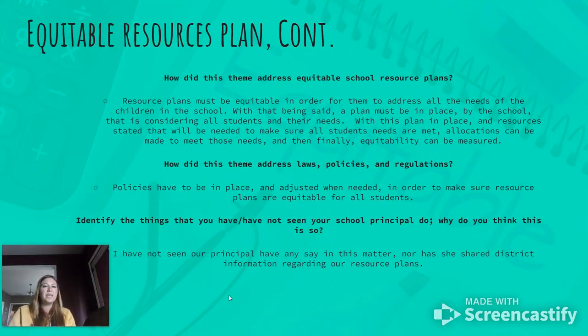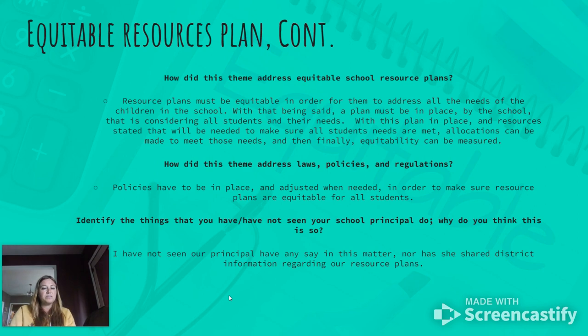Equitable resource plan. Continued. How did this theme address equitable school resource plans? Resource plans must be equitable in order for them to address all the needs of the children in the school. With that being said, a plan must be in place by the school that is considering all students and all of their needs. With this plan in place, resources will be stated that will be needed to make sure all students' needs are met. Allocations can be made to meet these needs, and then finally, equitability can be measured.